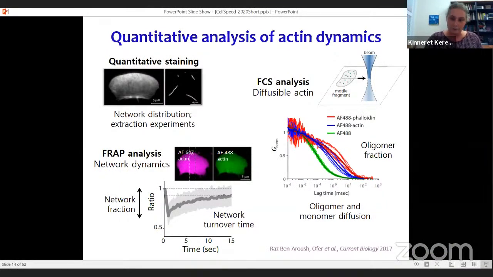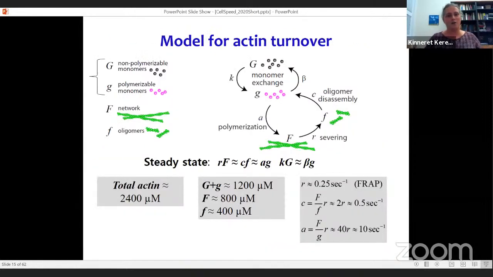We could measure the fraction of oligomers in the system, we show that there are oligomers, as well as measure the diffusion of oligomers and monomers. And this work, which took a good few years to complete, now allows us to look at this coarse-grained view of the actin dynamics in the lamellipodium, and I'll put absolute numbers on the quantities, the size of these subpopulations and on the rates here.